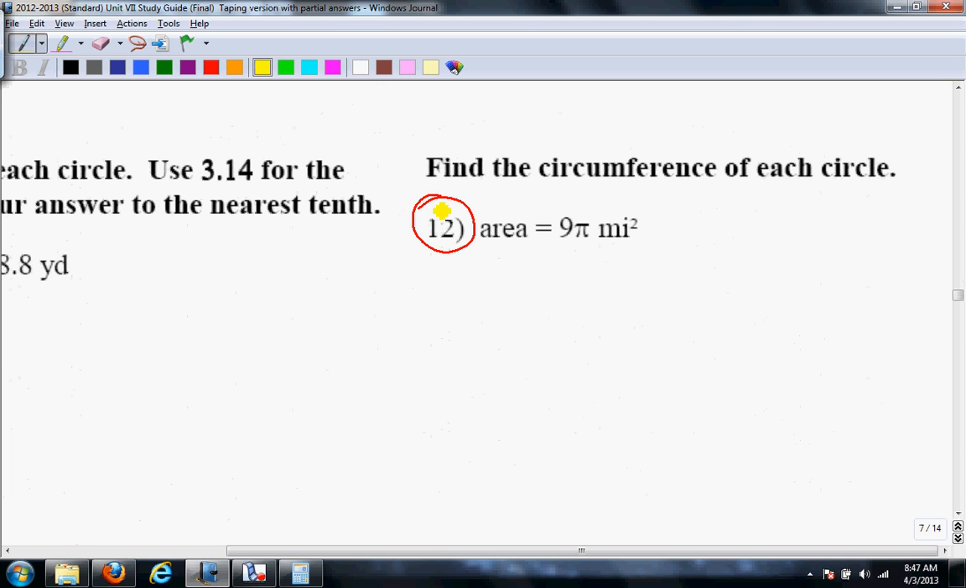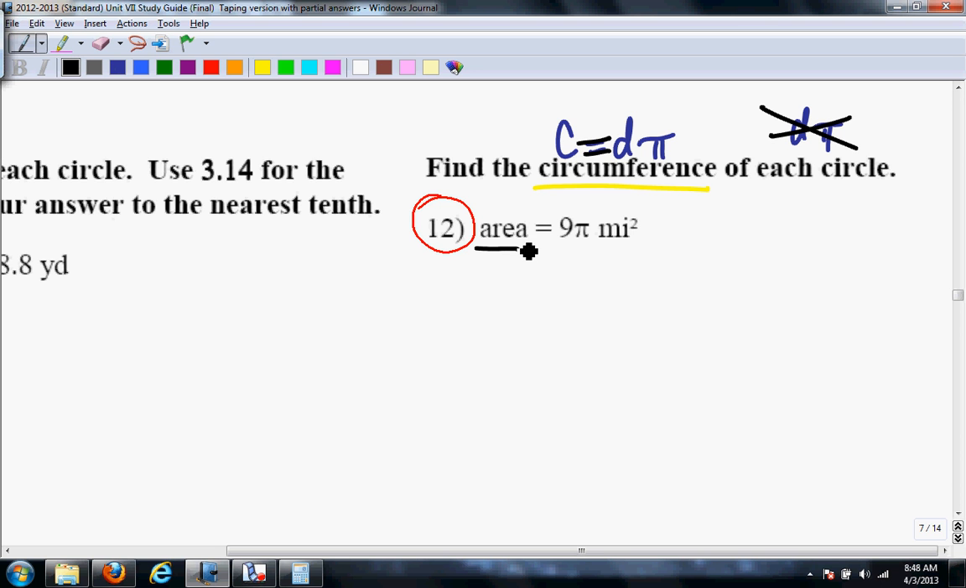Number 12, finger track, read, and underline. Find the circumference of the circle. Now, the minute you see either the word circumference or area, get in the habit of just writing the equation. The equation for circumference is C equals d pi. Remember, the equation's not just d pi. An equation has two sides with an equal sign. Now, what are we given?